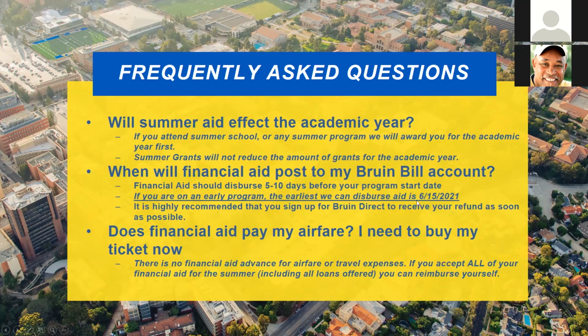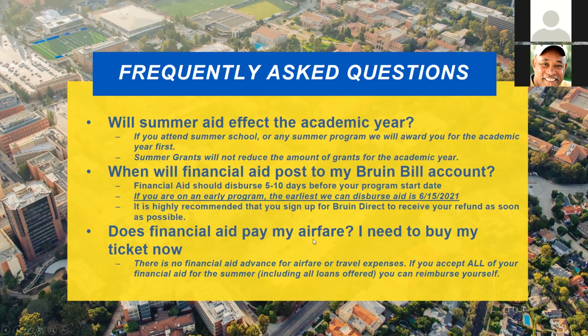So even though that's not 10 days, we can't release the money earlier because if we disperse it, say June the 10th, we're dispersing summer money during the spring quarter, and we're not allowed to do that. So we cannot give you summer money, which is money for the 21-22 academic year, during the 2021 academic year.